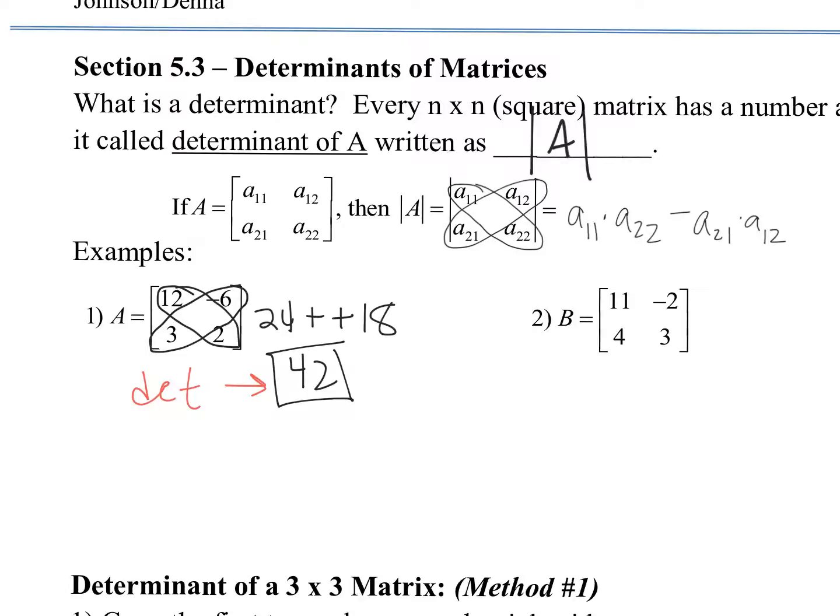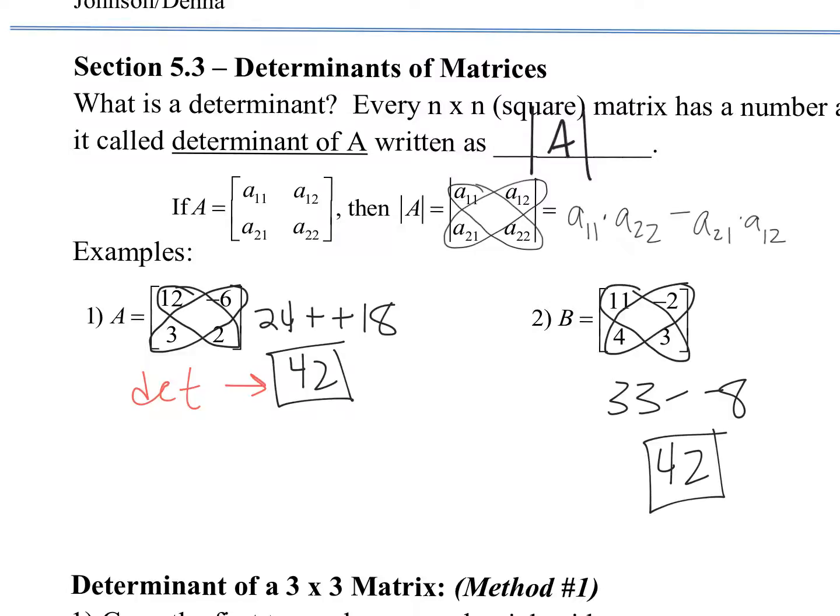Okay, so let's try the second one. Very simple process, it's just a formula. Always start by going down. So 11 times 3 is 33, minus 4 times negative 2, which is negative 8. Another double negative, so be careful with that. And again, ironically enough, we have the same number. The determinant is 42.